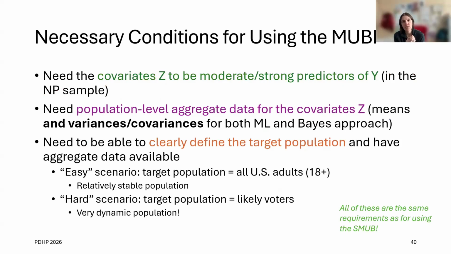So the necessary conditions for using the MUBP, this is a pretty similar looking slide to the one about the SMUB. You need those covariates to be moderate or strong predictors of Y in the non-probability sample. And I will say that people ask me about this often: how do I know? How do you pick them?